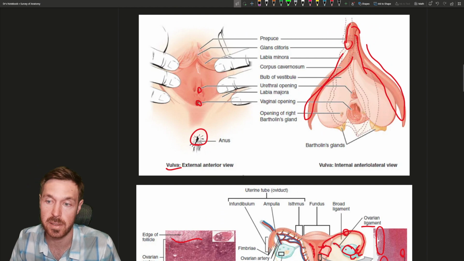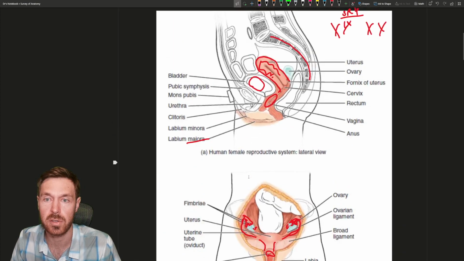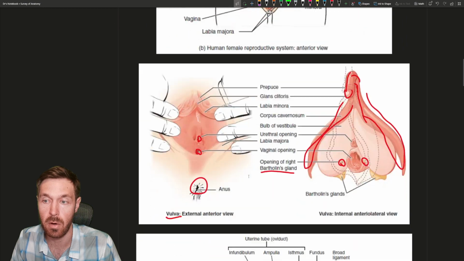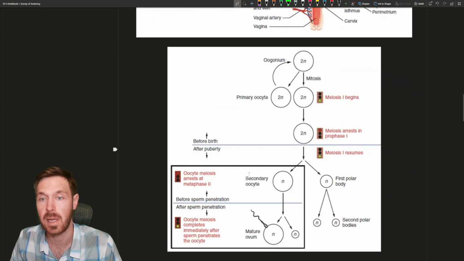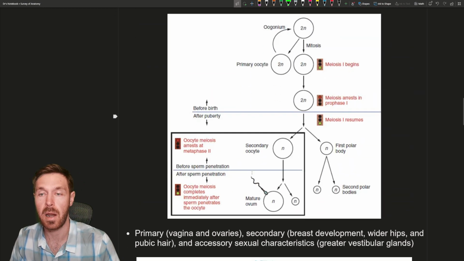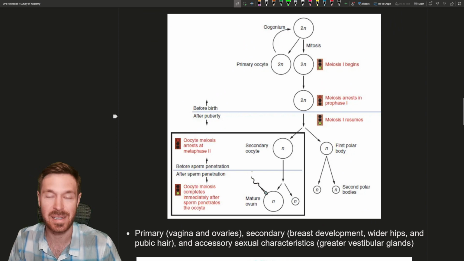There are also accessory glands here as well, like these Bartholin glands, which are similar to the bulbourethral glands in males. They act as a lubricating gland. But yeah, that's the overall structure here, mainly just going over the main parts that help us understand the rest. All right, I mentioned meiosis is slightly different in females.